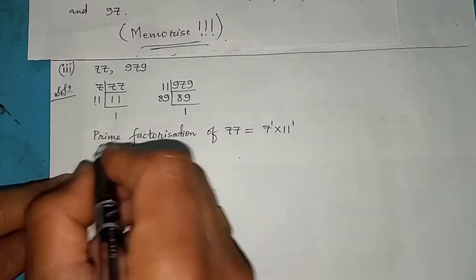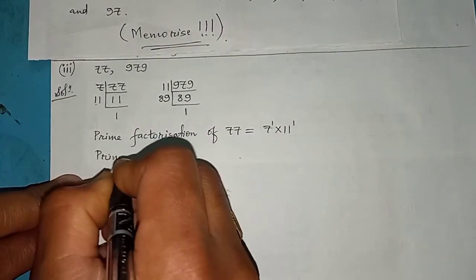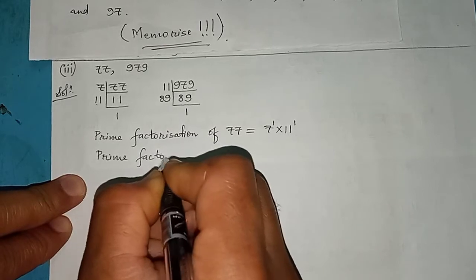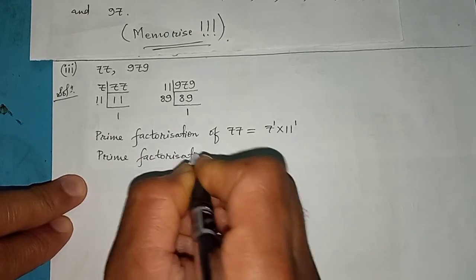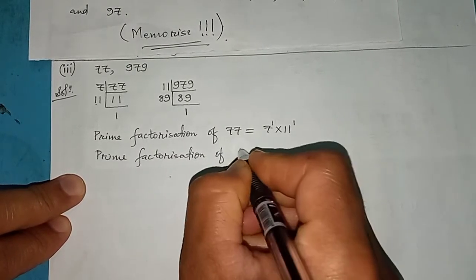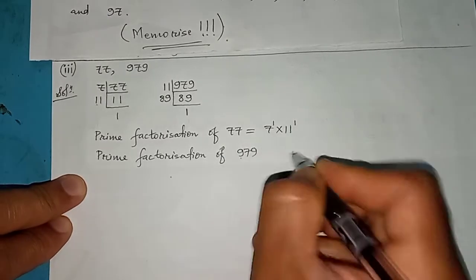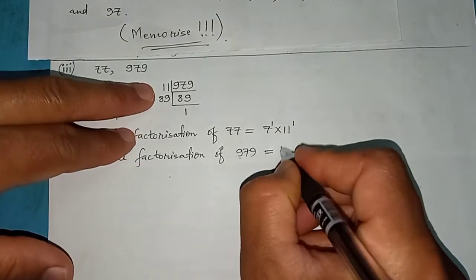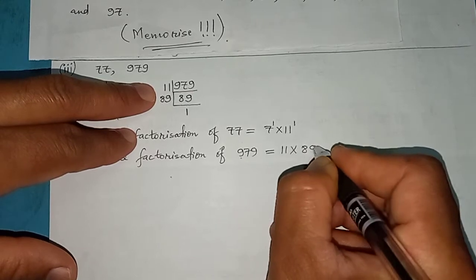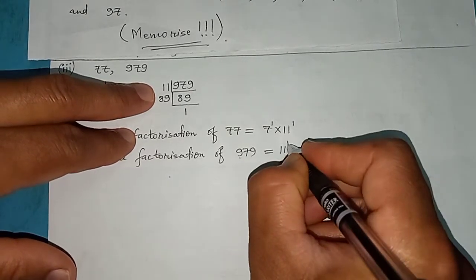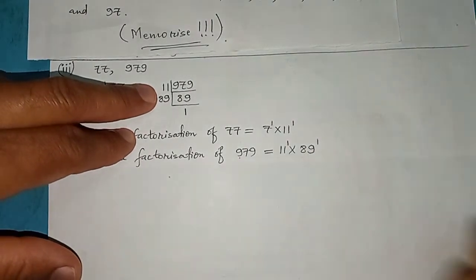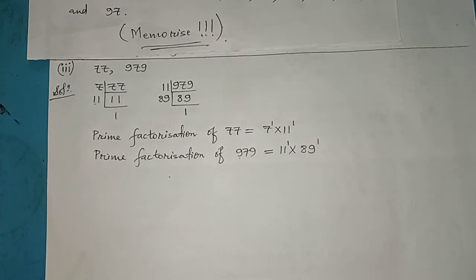Now we'll write the prime factorization of 979, and this we got 11 into 89. This prime factorization we will write in power notation. So 11 is 1 time, and 89 is also 1 time, so write power 1 and 1. Okay, so we got the prime factorizations.